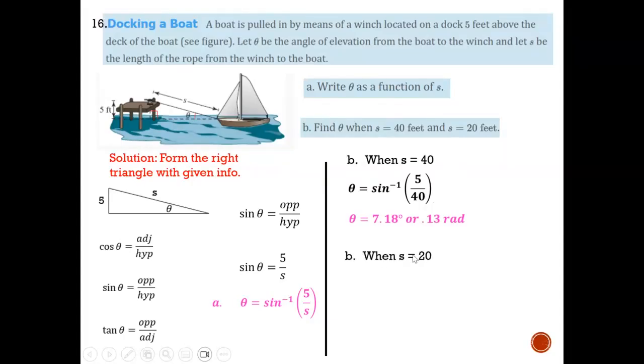Then when it's 20, it'll be the same thing. We just plug in 20 where the S is. It'll be 14.47 degrees or 0.25 radians. Okay, that covers number 16.